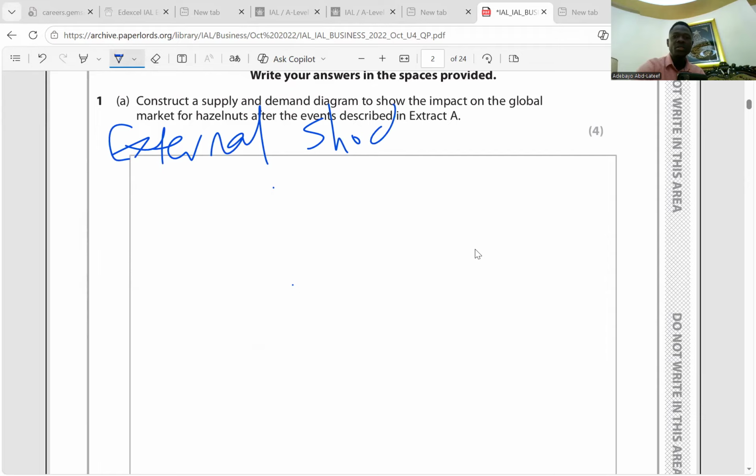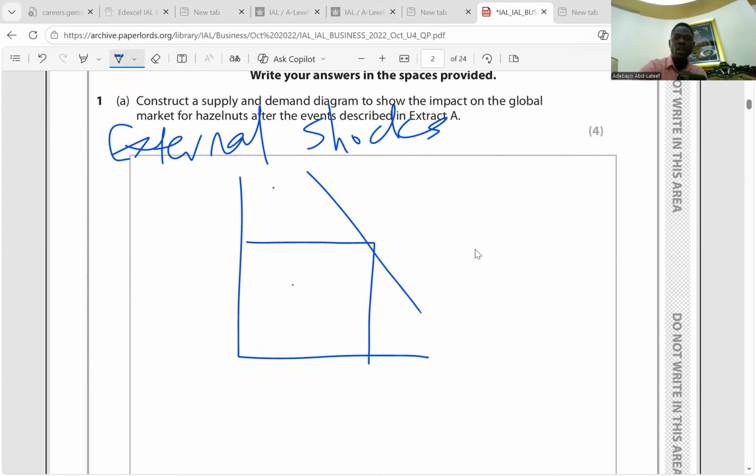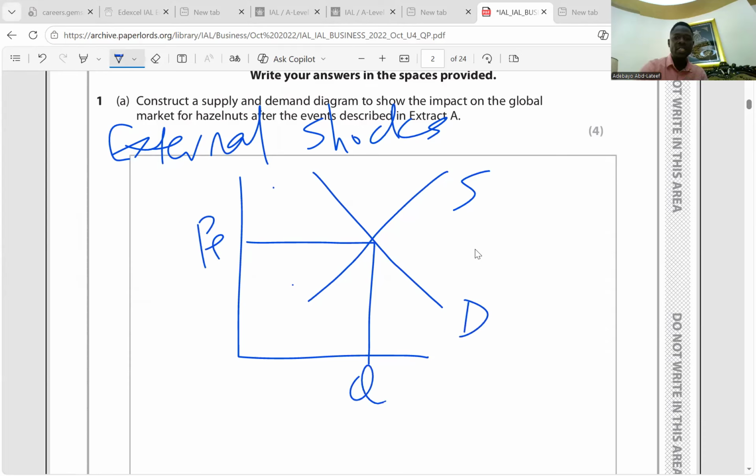Okay, external shocks. For external shocks, first we're going to be at equilibrium. So this is at equilibrium. We have demand and supply. We have the demand curve, the supply curve. We have PE and QE.